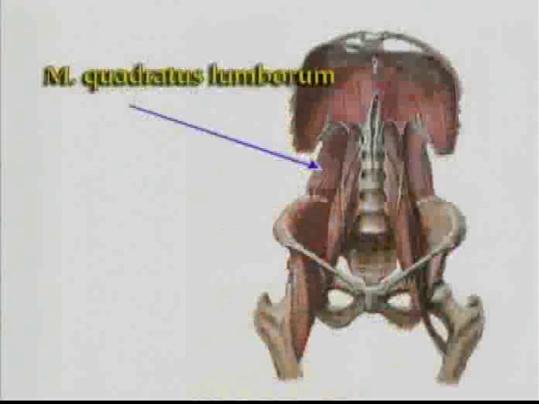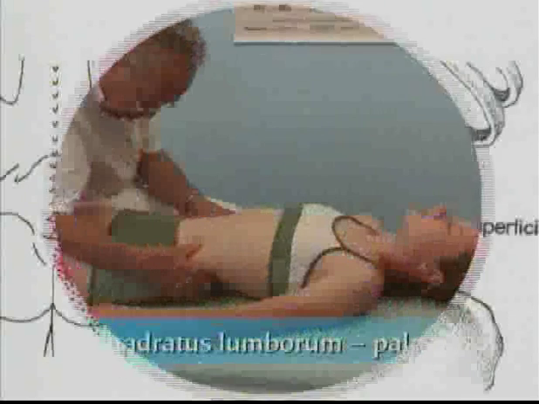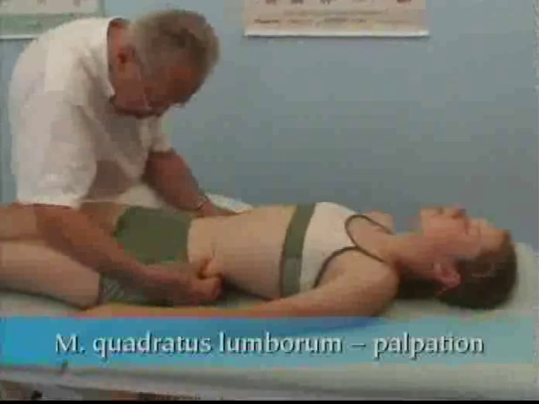Examination and relaxation of the quadratus lumborum. For screening, we look for trigger points at the side of the patient's trunk, supine or prone.